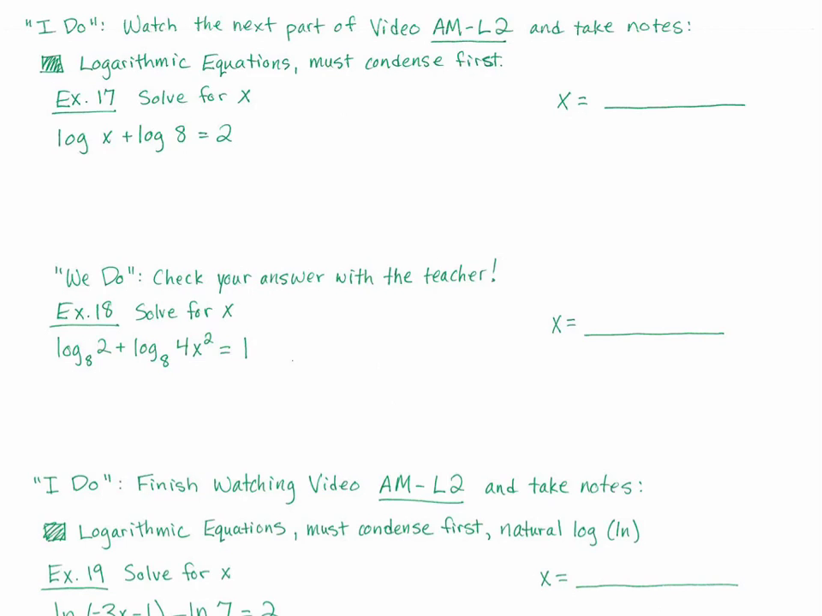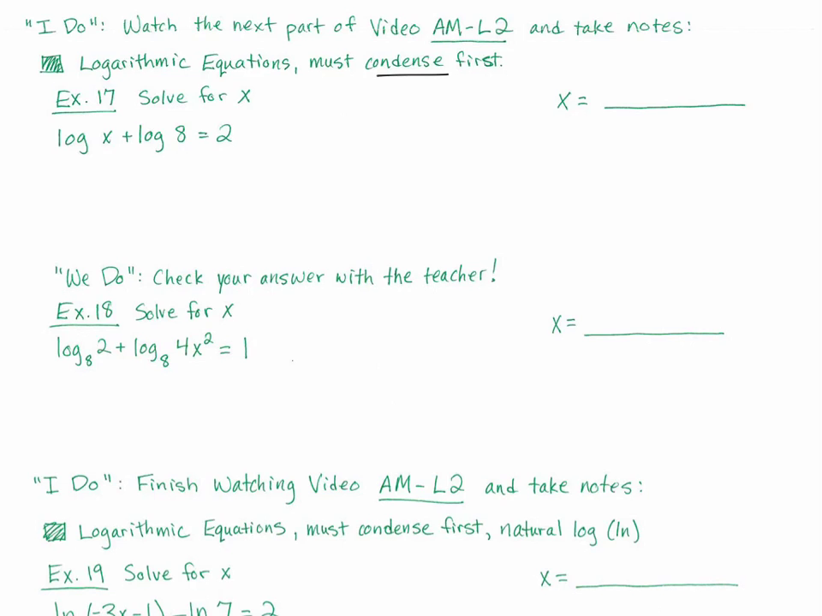Okay, in this next part of video AM-L2, the second part of logarithmic equation solving, we have equations where we see logs occurring in more than one term, and so we know that we need to condense these equations to one log on each side of the equation first. In this case, we only have one log on the left-hand side here in example 17.